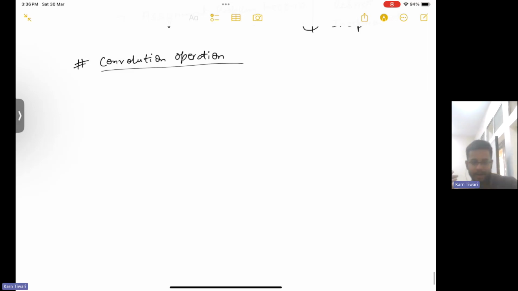So I will be giving you one intuitive explanation of what the convolution operation is all about. And it's not just about 2D images or anything. It is applicable everywhere, because in the end, we are dealing with signals. In 2D images, you can see it as a 2D signal. In NLP, the words you can see as a 1D signal.